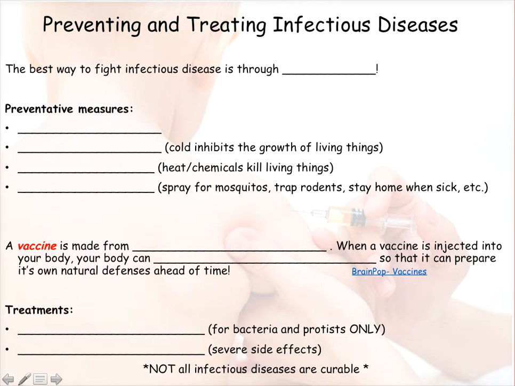All right, now that we know how infectious diseases spread, let's discuss how we prevent and treat infectious diseases. First, the very best way to fight infectious diseases is through prevention. I can't emphasize this enough because in many cases it can be difficult, painful, or even impossible to treat an infectious disease once it has been acquired. So, what preventative measures can be taken to prevent the spread of infectious diseases?